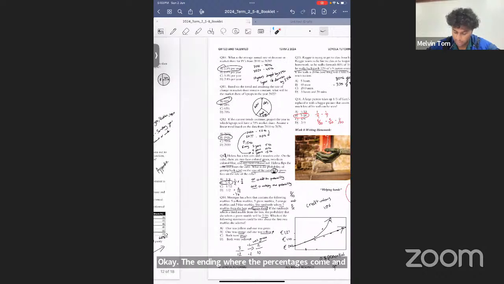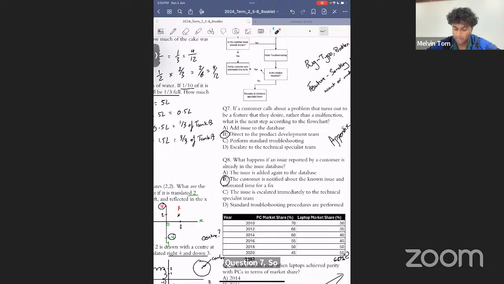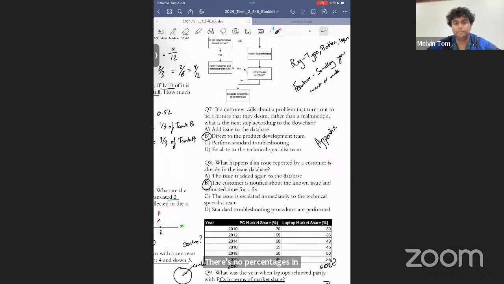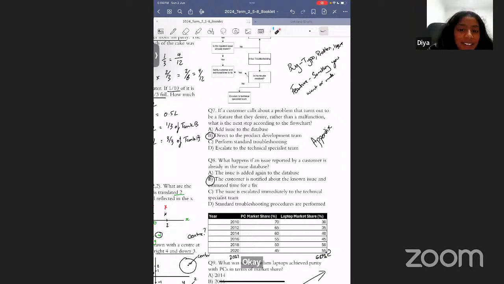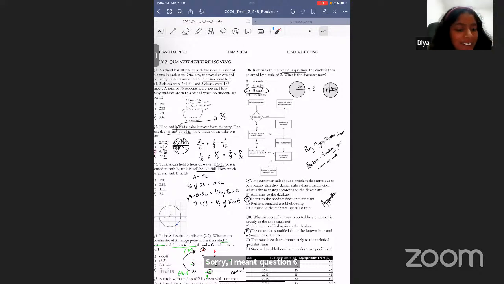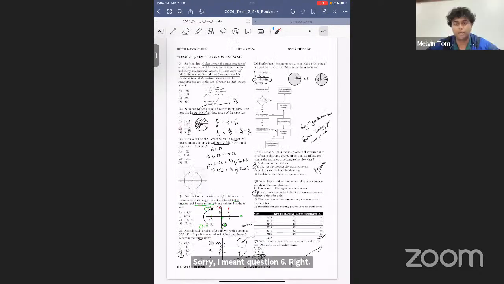Question 7. So Dia, I don't understand. What do you mean? There's no percentages in question 7. Sorry, I meant question 6. Wait. Just a minute. Let me recheck the question. I'm sorry. That's okay.